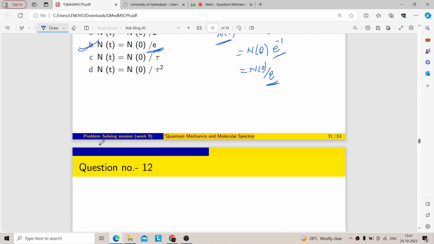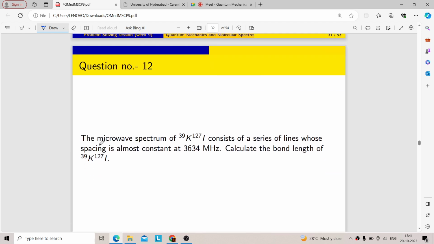Okay, so moving on to the next question. The microwave spectrum of potassium iodide consists of a series of lines whose spacing are almost constant at 3634 megahertz. Then calculate the bond length for this potassium iodide.